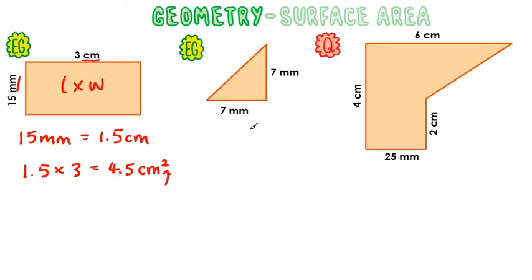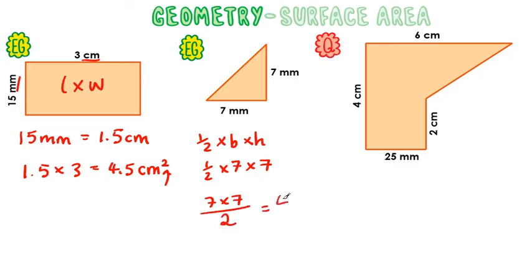Okay, now we've got a triangle. A triangle is just half the base times the height. Okay, so we can just do 7 times 7 and then multiply it by half, which is the same thing as doing 7 times 7 and then dividing it by 2. So 7 times 7 is 49. And when we divide that by 2, we get 24.5 centimeters squared.